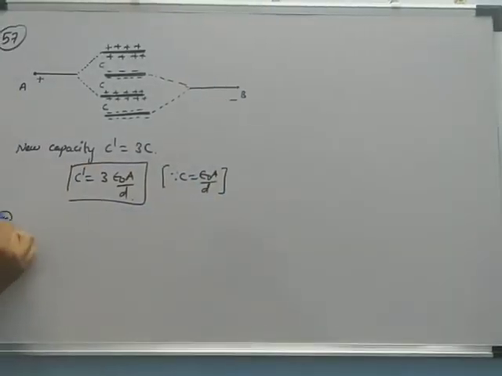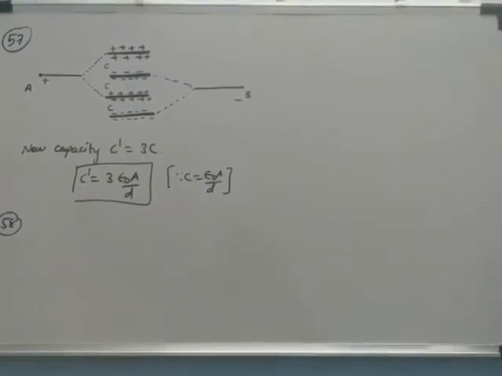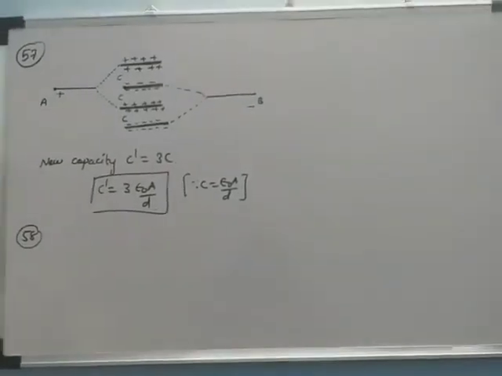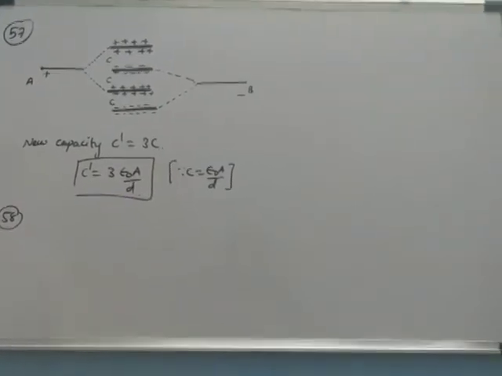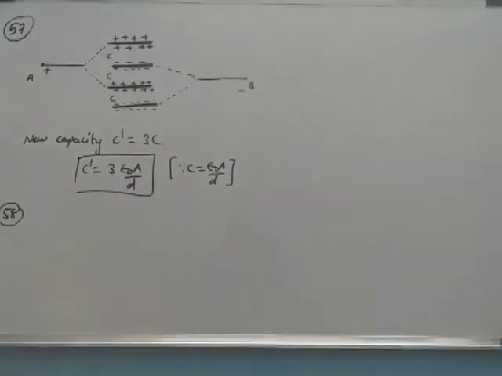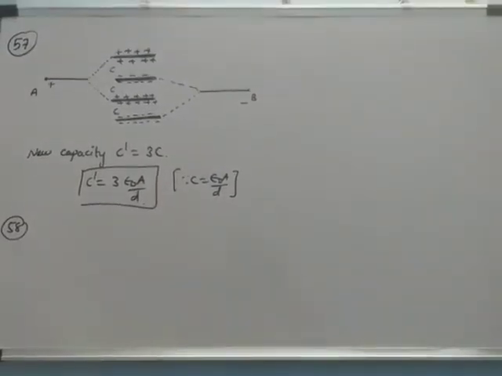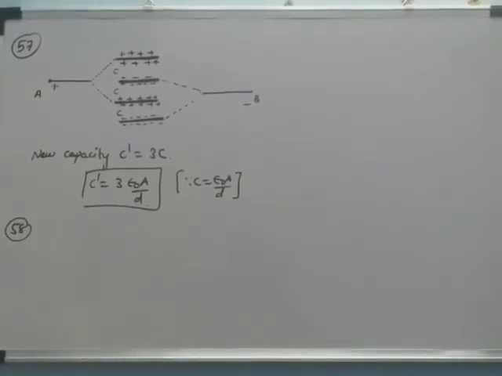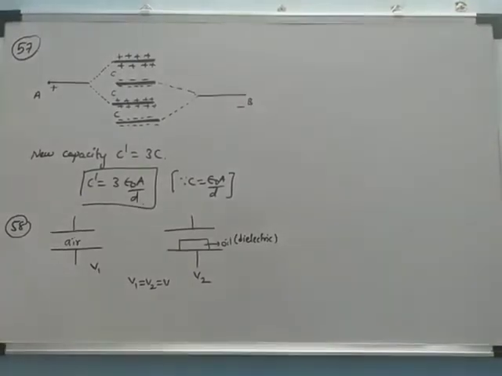Next see question number 58. A capacitor is connected to a 10 volt battery. The charge is 40 microcoulomb with air as the dielectric, and the charge is 100 microcoulomb with oil as the dielectric. The dielectric constant of oil is. Now here we are asked for the dielectric constant.